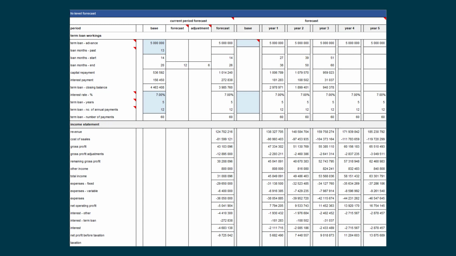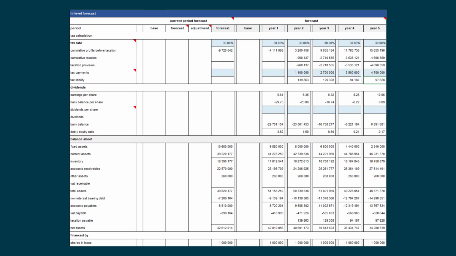Once all the data is entered, it's time to calculate tax. In this scenario, there is a loss for the first forecast period, so no tax is payable, and that loss is carried over to be set off against future profits. Tax rates may change, and we'll need to enter the anticipated tax payments for each forecast period.